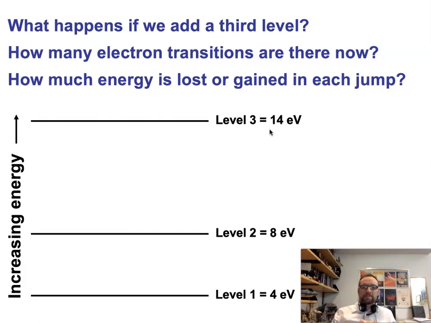So if you're trying every possibility, you should realize that there are 3 possible transitions for the electron to lose energy. The electron can either go from level 2 down to level 1, from level 3 down to level 2, or go from level 3 directly all the way down to level 1. If the electron goes from level 2 to level 1, how much energy has it lost? It's lost 4 electron volts, from 8 to 4. If the electron goes from level 3 down to level 2, it's lost 6 electron volts. And if the electron goes from level 3 all the way down to level 1, it's lost 10 electron volts.